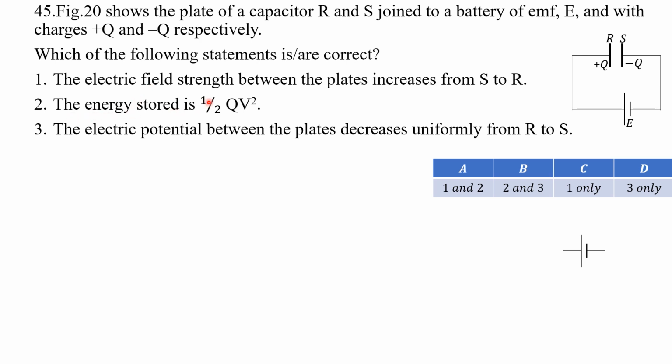The energy stored is half QV squared. Not true. Energy stored is either half QV or half CV squared. So this square spoils everything. So this one is not true. The electric potential between the plates decreases uniformly from R to S. Correct. Okay, from R to S, higher potential to lower potential. So it's decreasing uniformly. Correct.